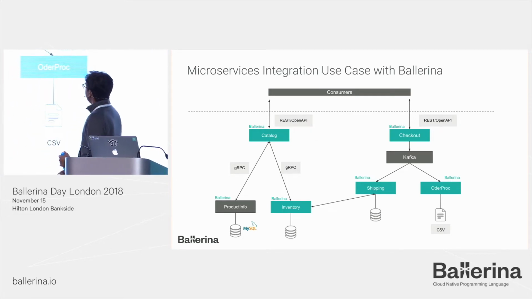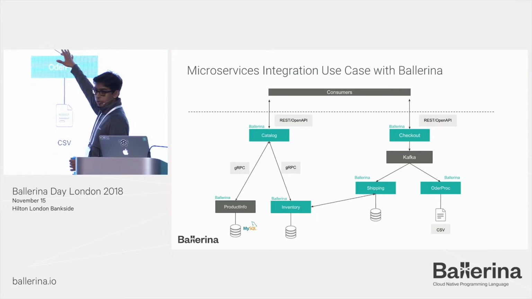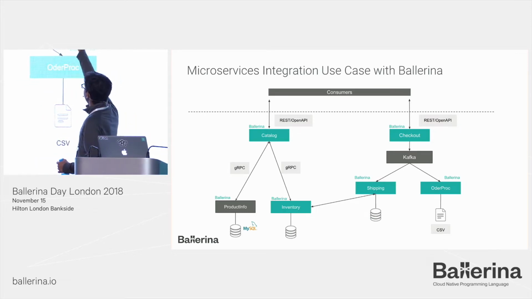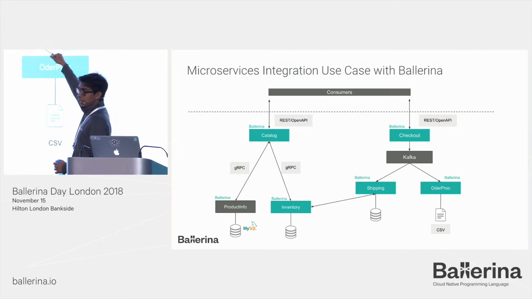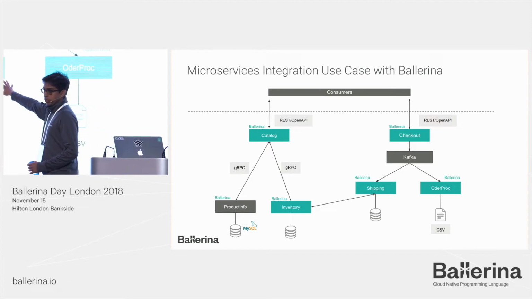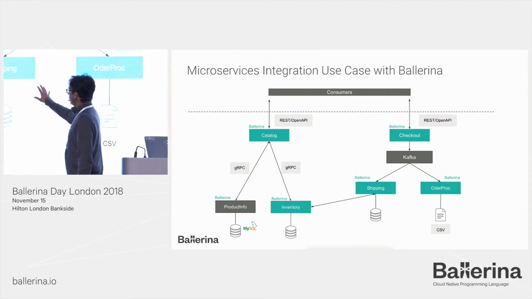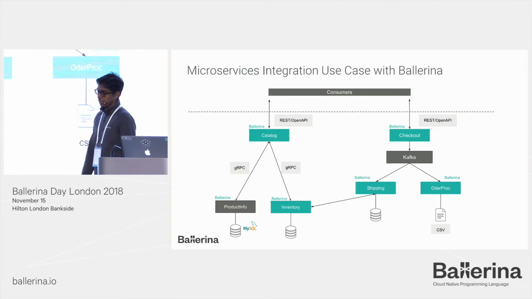And on the asynchronous side, we have a checkout service, which is getting messages from the consumer and immediately returns a response back to the consumer, but creates an event in the Kafka broker. And there are two subscribers to the same topic. One is a shipping service. Again, it has its own database.